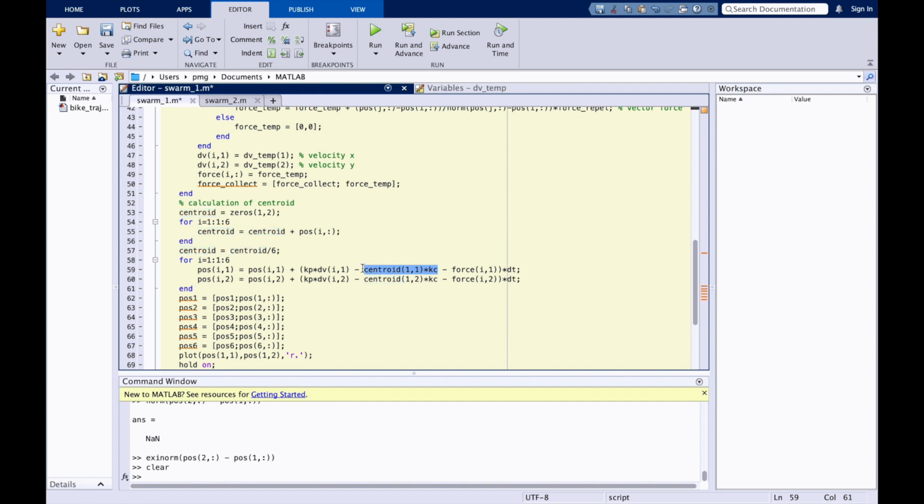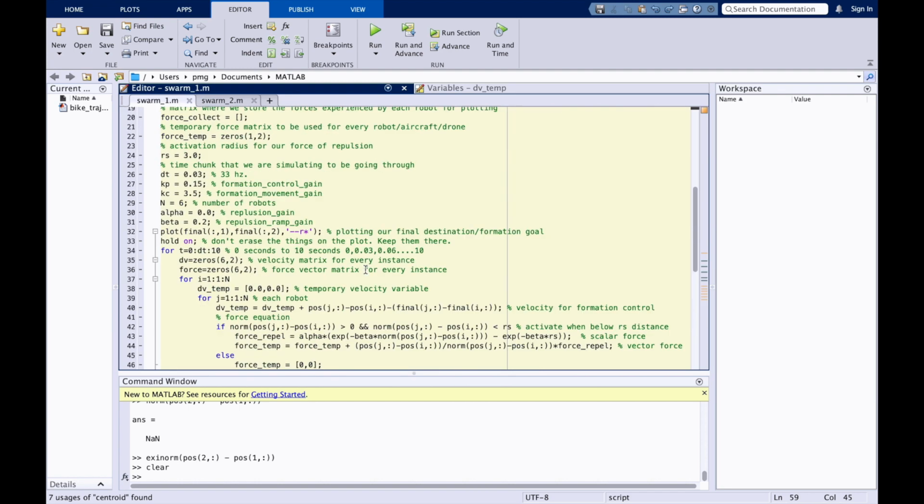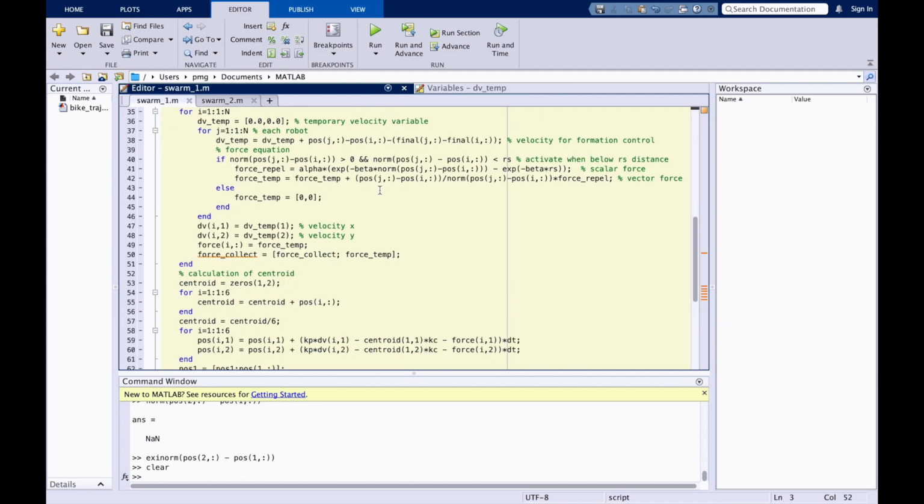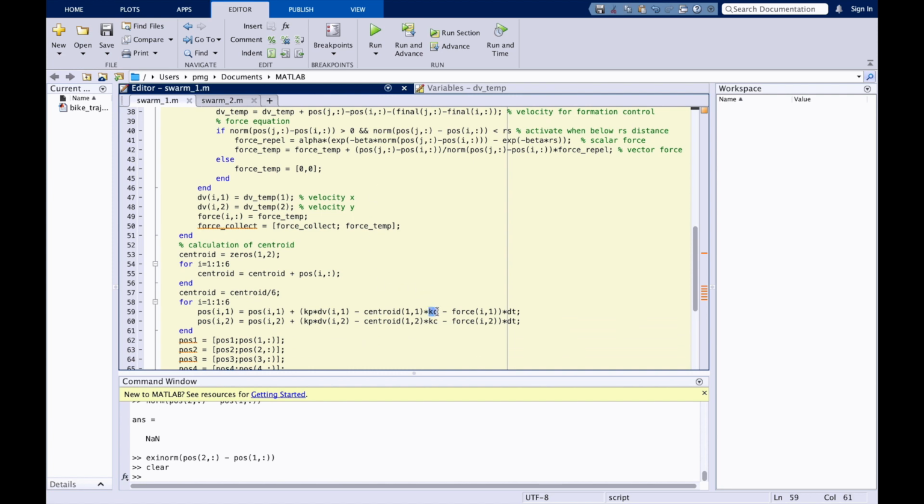Now it looks like a minus, but what is actually happening is a plus into goal centroid and minus your actual centroid, right? Because you do your goal minus your current when you are trying to control things. It's the standard notation. But we know there's a hidden 0 here, because as I told you, this is an initial formation of a hexagon centered on the origin, as you will see soon in the plot. So that's where we get that, and this is our centroid gain, our formation movement gain, so to say.